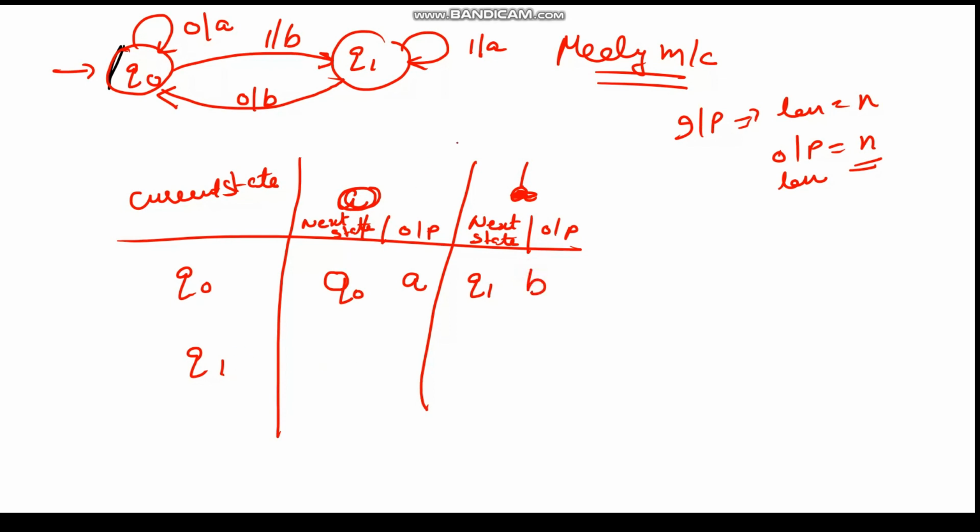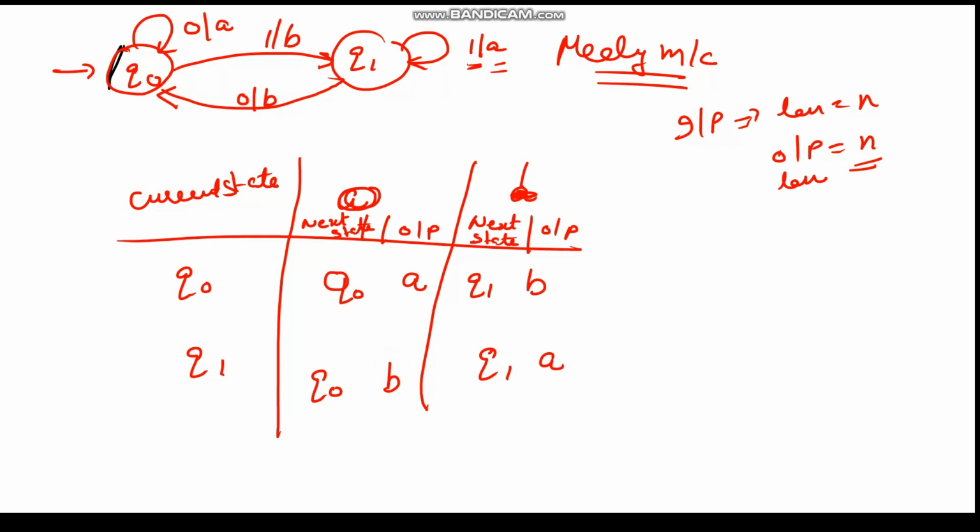Now for Q1 if we give the input 1, the output will be a, and the next state will remain Q1 itself. And for Q1 if we give 0, it goes to the next state, that is Q0, and the output produced in that case will be b. So this is how the Mealy machine works.